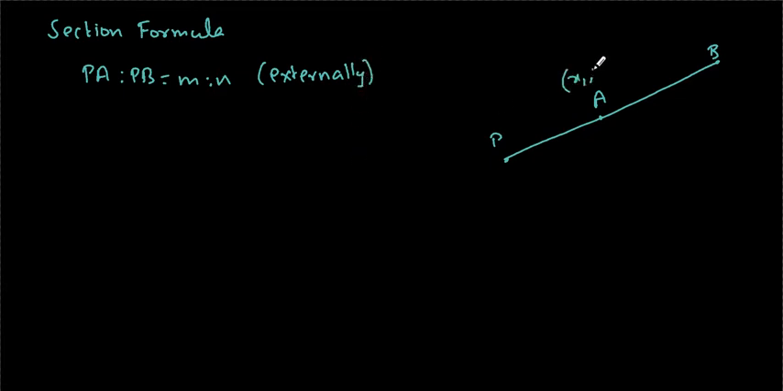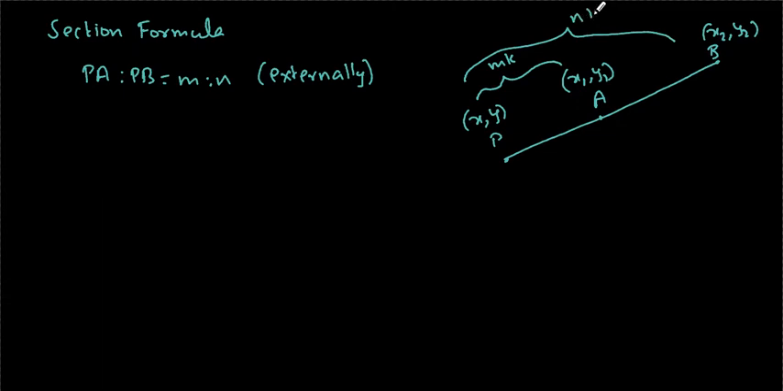If the coordinates of A and B are (x1, y1) and (x2, y2), and the coordinates of P are (x, y), now we have PA is to PB is m:n, so we can assume the length PA to be some mk and the length PB to be some nk. So we get the length AB as (n minus m) times k.